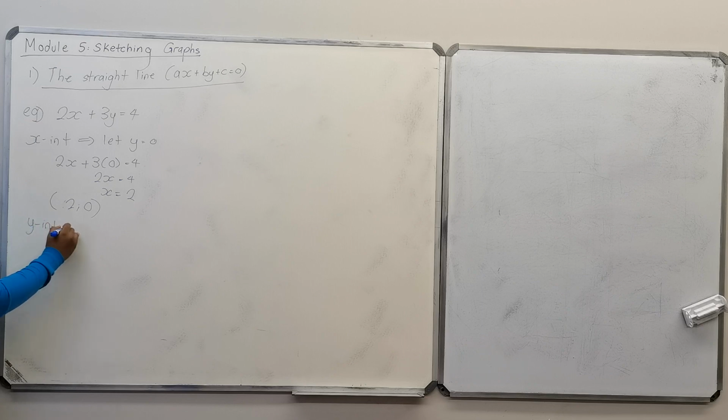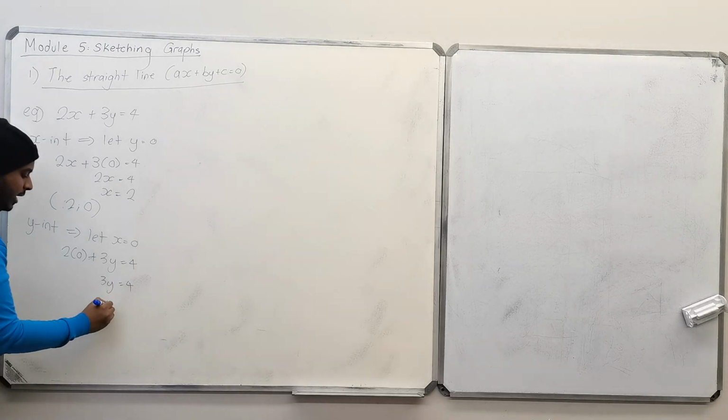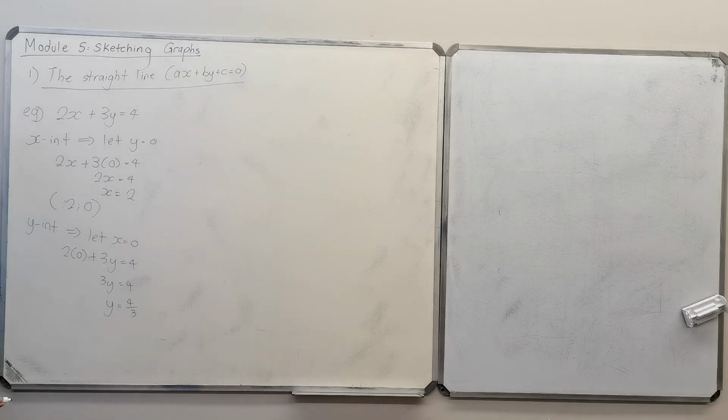Then you want to know the other coordinate. For your y-intercept, you would let x equal to 0. So this will be 2 times 0 plus 3y is equal to 4. This becomes 0. You're left with 3y equal to 4, and y will be equal to 4 over 3. Right? So your other coordinate is 0 and 4 over 3.